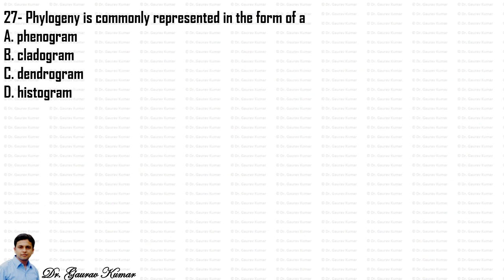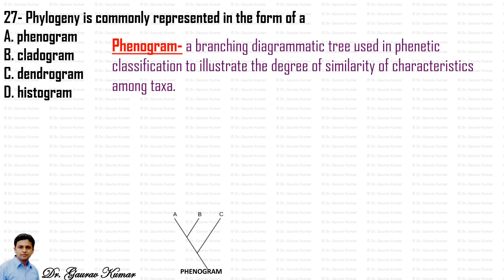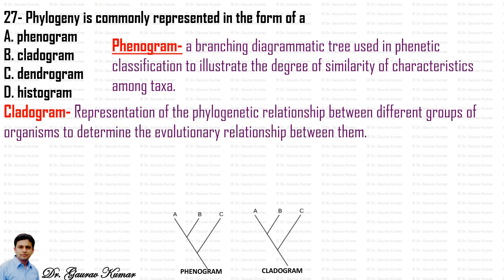So next question, phylogeny is commonly represented in the form of a phenogram, cladogram, dendrogram, or histogram. So let's deal with the definition of each one of them. A phenogram is a branching diagrammatic tree used in phenetic classification to illustrate the degree of similarity of characteristics among taxa. You can see the phenogram diagram on the lower side. Now cladogram is a representation of the phylogenetic relationship between different groups of organisms to determine the evolutionary relationship between them. So you can see the diagram on the lower hand side.